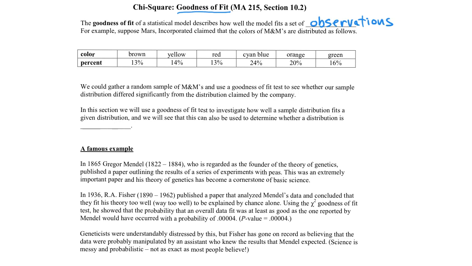So this is an example of this. We could gather a random sample of these M&Ms and use what's called the goodness of fit test to see whether our sample distribution differed significantly from the distribution claimed by the company. In this section, we use the goodness of fit test to investigate how well a sample distribution fits a given distribution. And we will see that this can also be used to determine whether a distribution is normal.